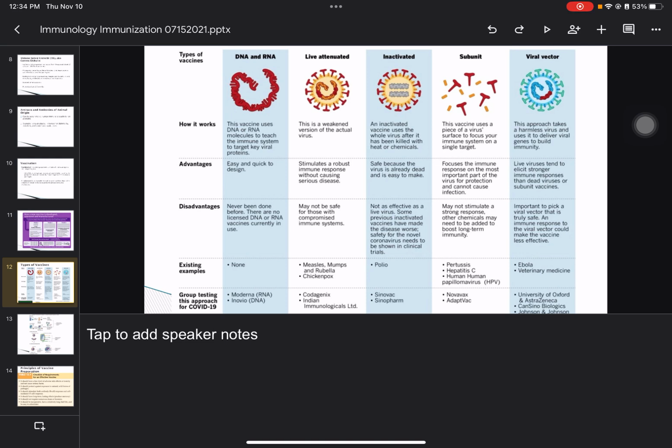So we have live attenuated. Live attenuated is the virus, or the bacterium, that is alive. It is still gonna do its thing, but we've taken all the virulence factors away from it, so it's not gonna cause infection. Now, this one, the live attenuated, has been known to revert to virulence. Now, what does that mean? It causes the infection it's supposed to protect against.